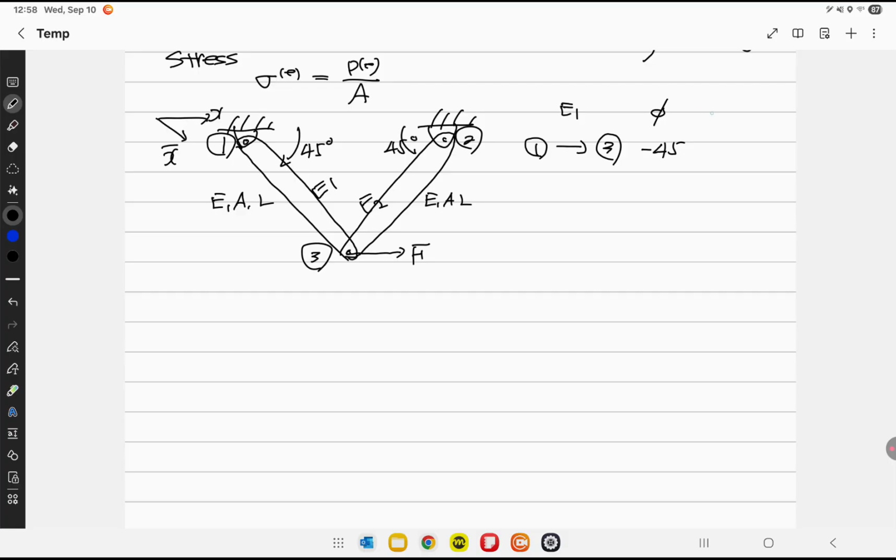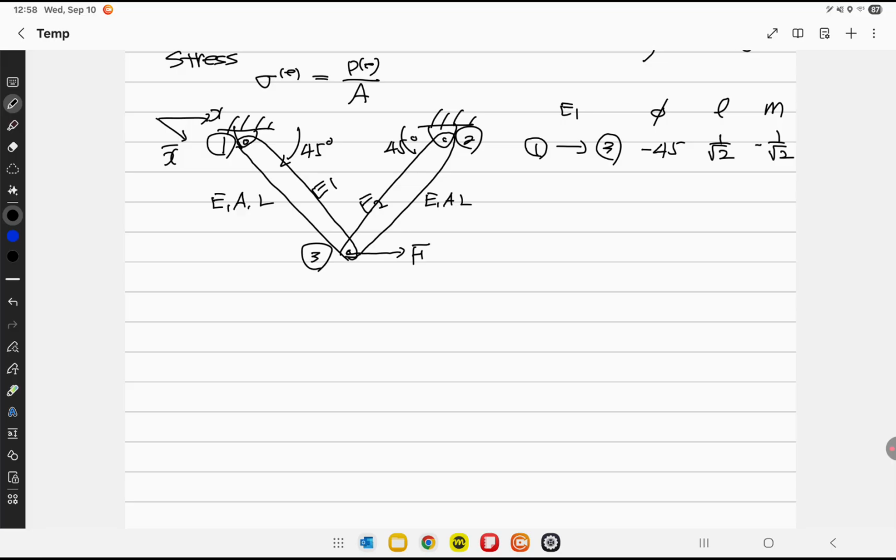Then tell me what is L and what is M. Cosine negative 45, 1 over square root of 2. Sine negative 45, negative 1 over square root of 2. But these are some information you need to build the stiffness matrix, right?